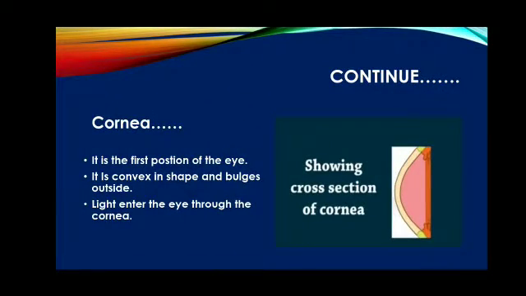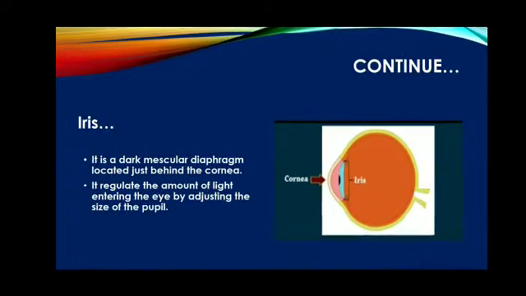Cornea. It is the first portion of the eye. It is convex in shape and bulges outside. Light enters the eye through the cornea. Iris. It is a dark muscular diaphragm located just behind the cornea. It regulates the amount of light entering the eye by adjusting the size of the pupil.